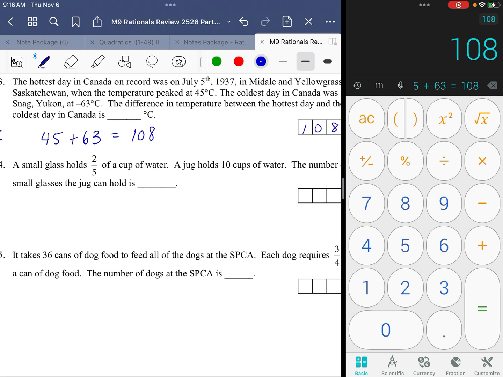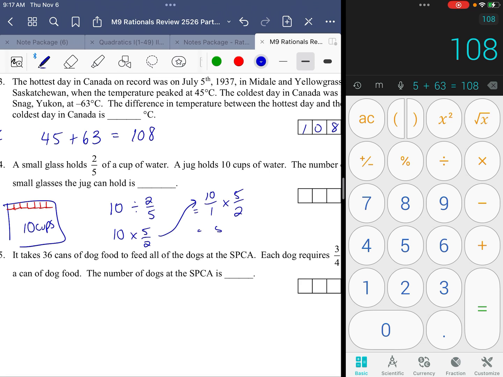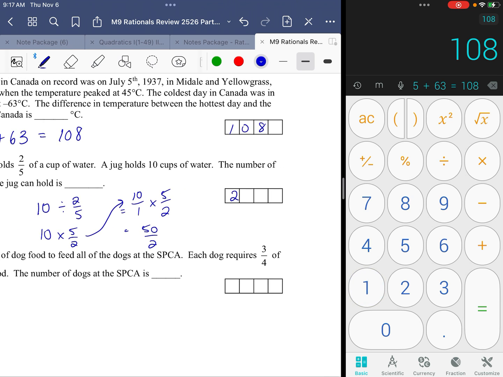A small glass holds 2/5 a cup of water. A jug holds 10 cups. So we've got this big jug of water with 10 cups. And what we're going to be doing is scooping smaller cups out of it. All right? So if we're scooping out smaller cups, this is a division problem. So 10 divided by 2/5. Now if we're dividing by a fraction, that's 10 times 5/2. 10 is the same as 10/1 multiplied by 5/2. So that's 50/2, and 50 divided by 2, you can use your calculator or your head. There's going to be 25 cups that we could actually get out of that.